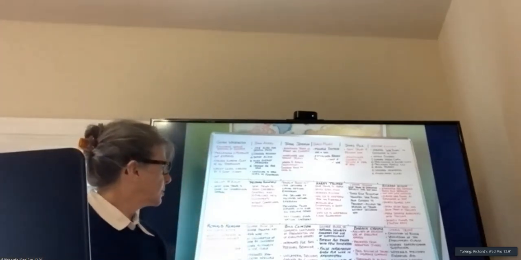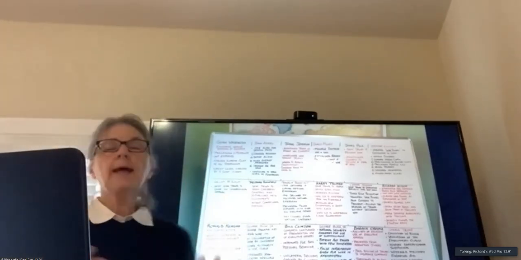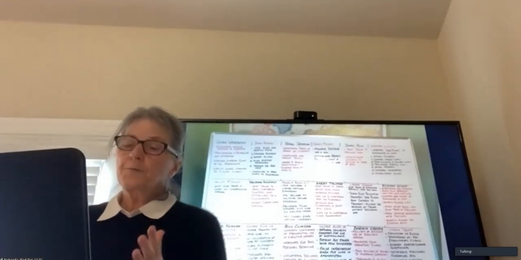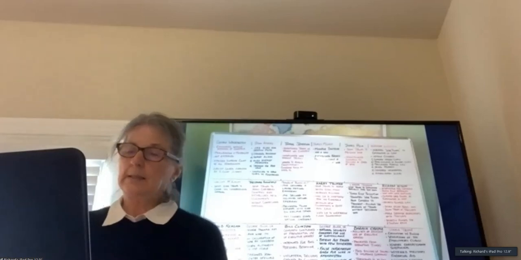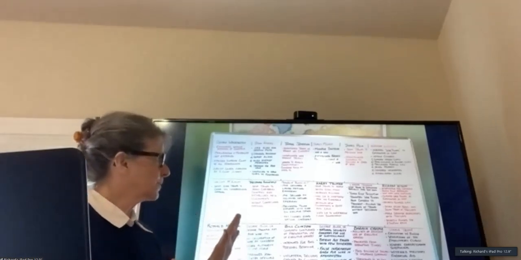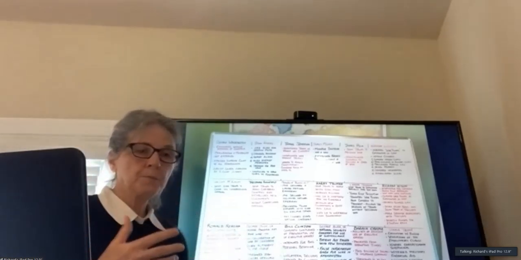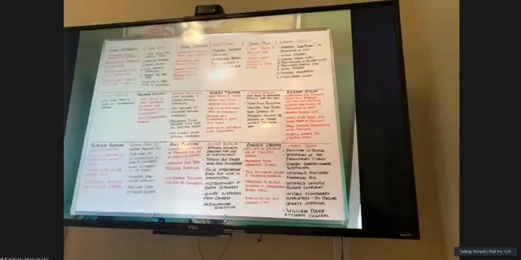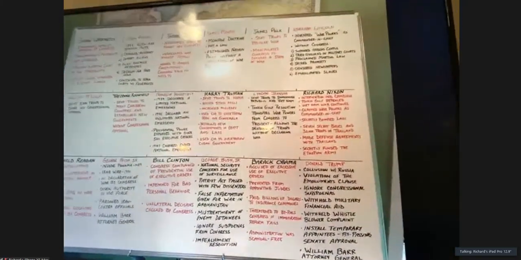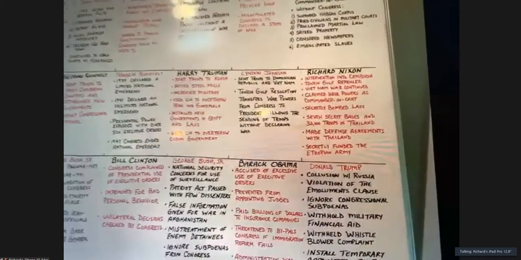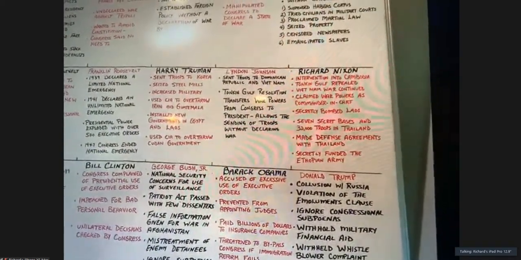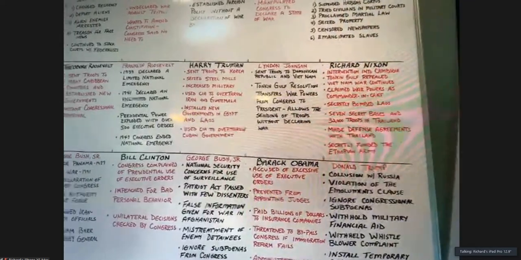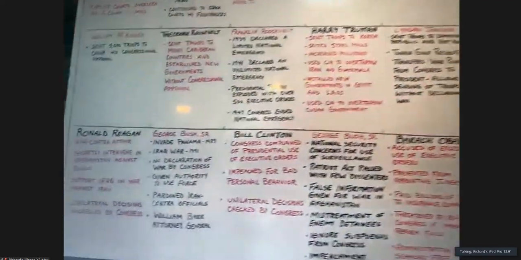So now we start, and that was just a brief list of the things that Richard Nixon did. In fact, all of these are just a few things that I pulled out, but if you do a study on each president, you'll be able to find more information about how they governed while they were president. So our next president is Ronald Reagan.